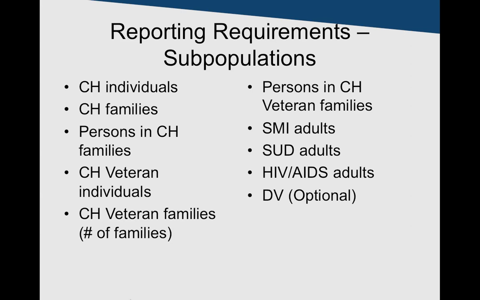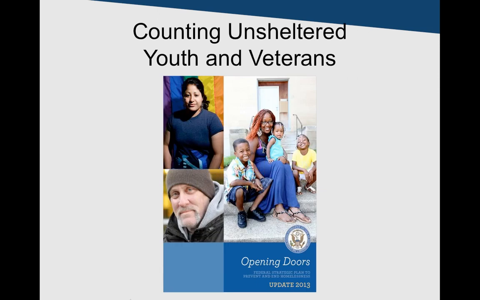So you can see here on this chart that we're still looking at those persons that have severe and persistent mental illness, substance use disorders, HIV and AIDS. Domestic violence is also still being counted if you choose to do that, along with chronically homeless individuals, chronically homeless families, and persons in those families. So just a couple changes there for this year.